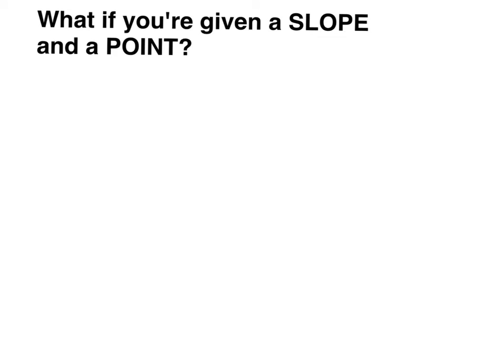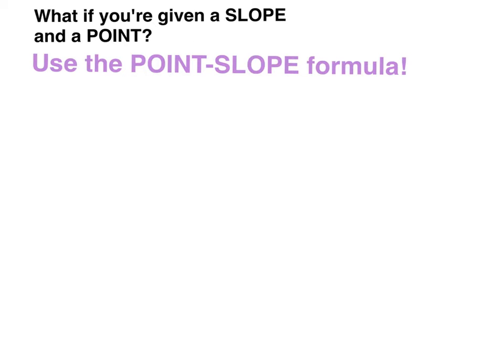All right, well, what if you're given a slope and a point? Then you'll use the point-slope formula, which is, very cleverly named, the formula that you need to use whenever you're given a slope and a point. The point-slope formula is y minus y1 equals m times x minus x1.